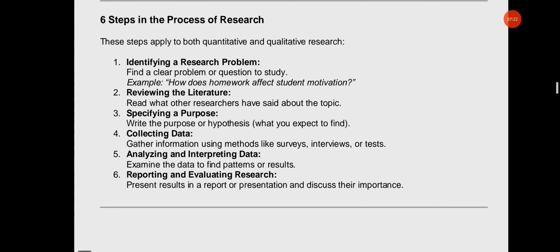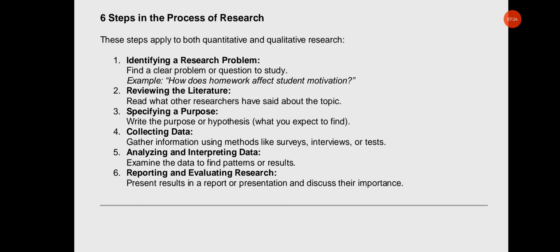6 steps in the process of research. These steps apply to both quantitative and qualitative research. 1. Identifying a research problem. Find a clear problem or question to study. For example, how does homework affect student motivation? 2. Reviewing the literature. Read what other researchers have said about this topic. 3. Specifying a purpose. Write the purpose or hypothesis. What you expect to find.